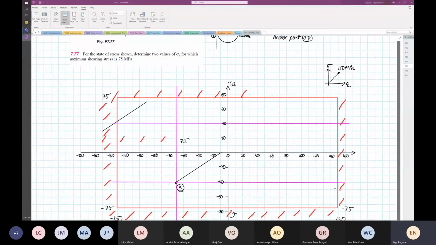Hold on. I'm having some issue on my end. Unbelievable. Okay, so this point now, I'm trying to flip this, rotate. Yep, I got it.